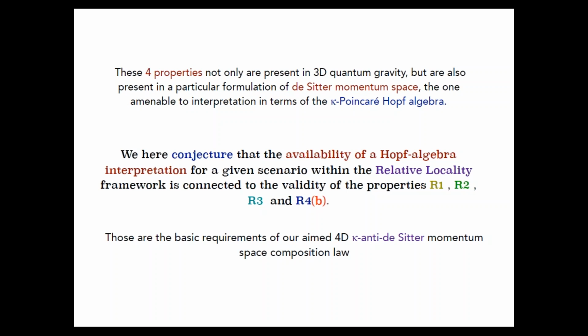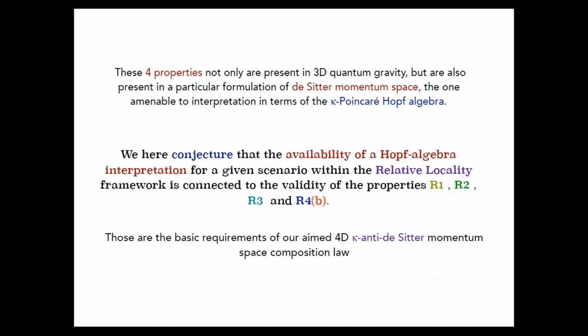So these four properties are not only present in the 3D quantum gravity, but are also present in a particular formulation of the de Sitter momentum space, the one that fits well with the Kappa-Poincaré Hopf algebra that appears from non-commutative Kappa-Minkowski spacetime. So, we have the de Sitter case that appears in the momentum space of the non-commutative spacetime, and this works for any dimensions. And for 3D gravity, there appears to be anti-de Sitter.